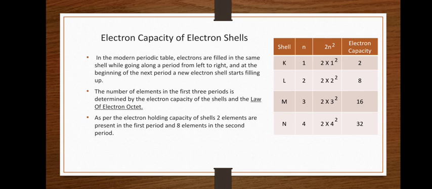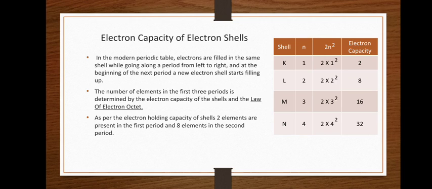Now M, though for M it is 18, but still the third period will have only 8 electrons, right? There is a reason to it. I'll explain it to you later on why it is so. Then for N, the number will be 4. Okay, so 2 into 4 raised to 2. So that will be 16 into 2, 32. So the first shell can hold 2 electrons. Second can hold maximum up to 8. Third shell can hold maximum up to 18. And fourth can hold maximum up to 32.